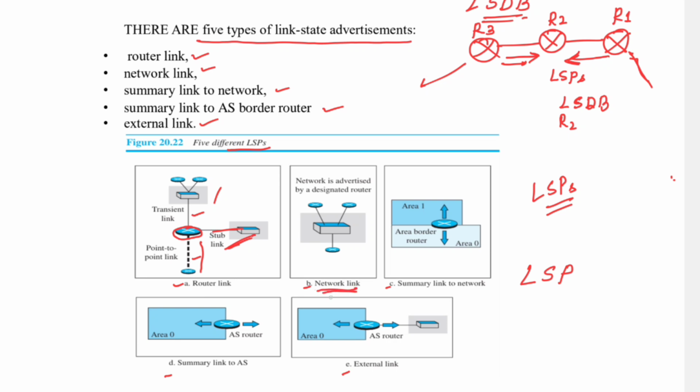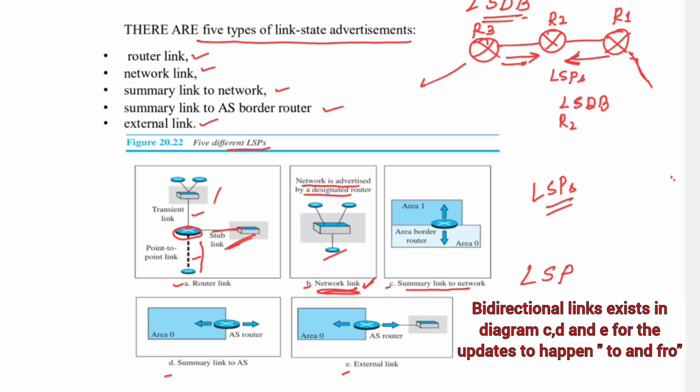We have the second type of link state advertisement, the network link. In the network link, the network information is advertised by a designated router only. This designated router takes the information from the complete network and advertises it. We have the summary link to network, where the summary of the routing information from area 1 is sent to area 0, the backbone area, via the area border router. That is called the summary link.